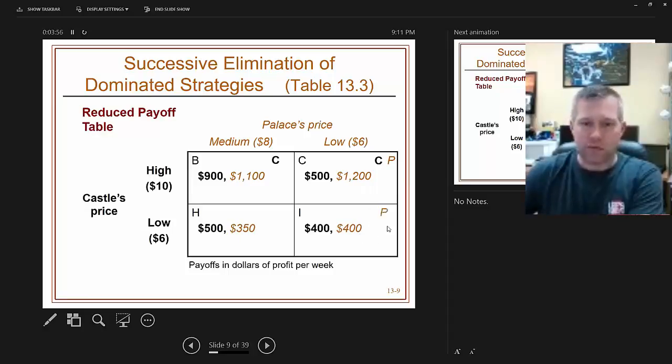Well, Palace would say we would want to choose a low price and get the $400 payoff. So Palace's second round choice, again, you could describe it either as eliminating the medium price or choosing the low price.